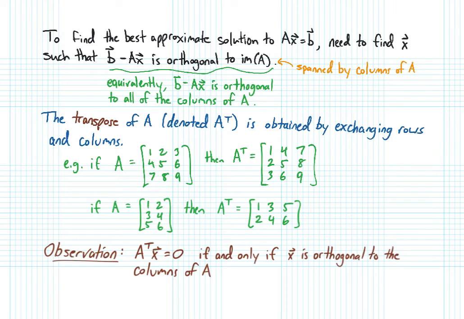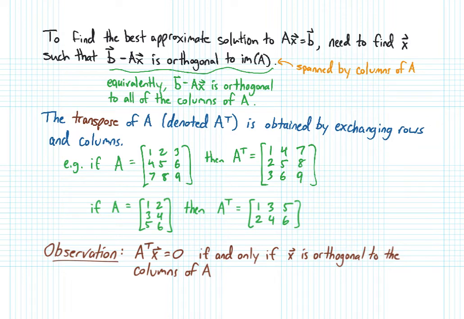So then there's a simple but important observation we can make, which is that A transpose times x equals 0 if and only if x is orthogonal to the columns of A. To understand this, I think it might be helpful to look at the examples that are here and imagine multiplying A transpose times a vector x. When you do that calculation, you are exactly taking the rows of A transpose and dotting them with x.